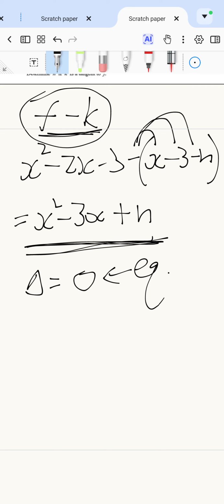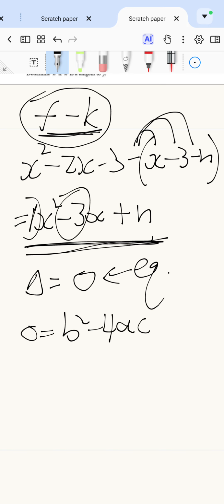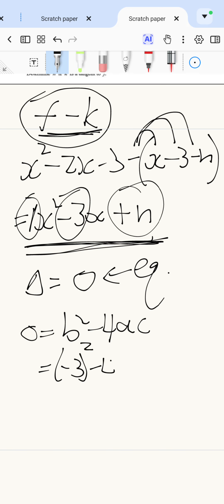So we'll say delta, what is delta? Delta is b squared minus 4ac. B being this one, a being this one, and c being that one. So b is our minus 3, that needs to get squared, minus 4, a is 1, and c is our n. This is equal to 0, so let's subtract that on both sides.